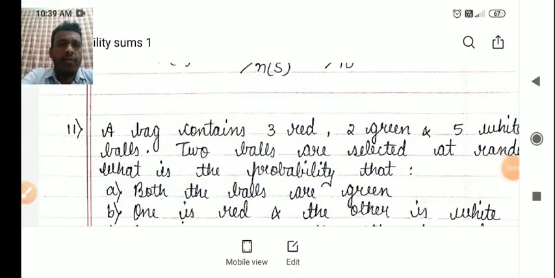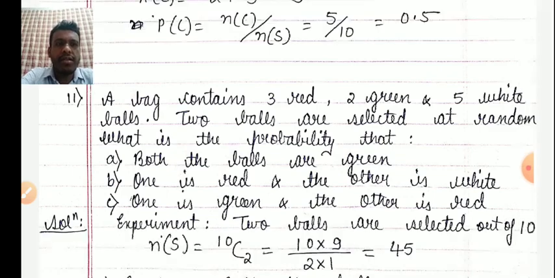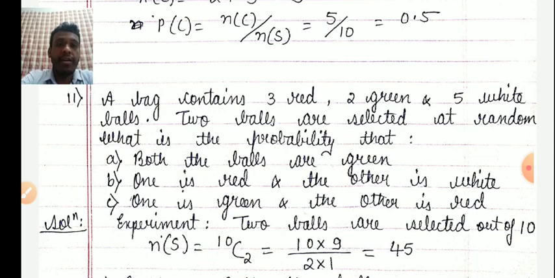So the problem was like this. A bag contains 3 red, 2 green and 5 white balls. 2 balls are selected at random. What is the probability that A, both the balls are green, B, one is red, the other is white, C, one is green and the other is red.